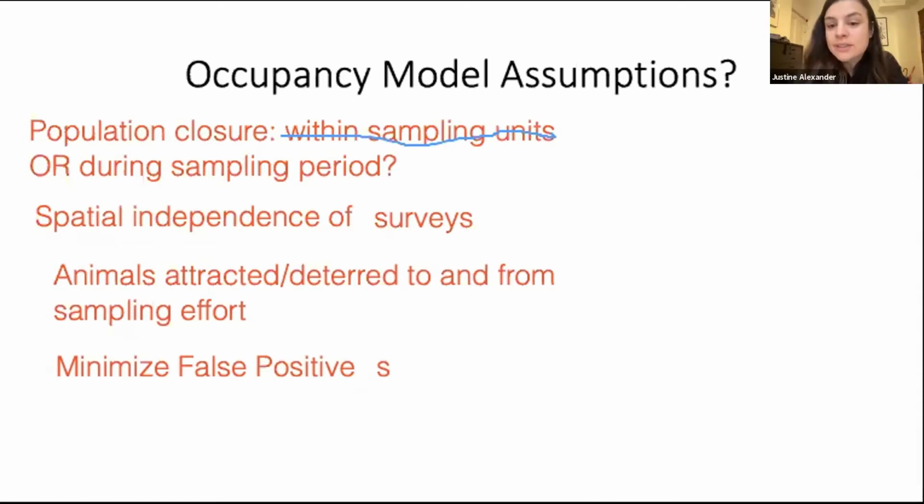Okay, yes. And I think that is another assumption. So, assuming that we take into account the heterogeneity in detection or occupancy through covariates. Otherwise, the assumption is that there's no heterogeneity in our data that we haven't taken into account.